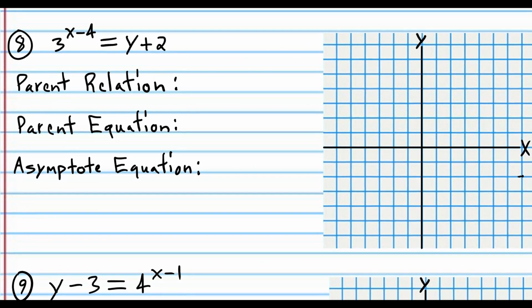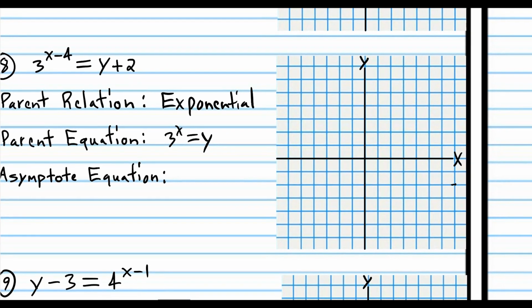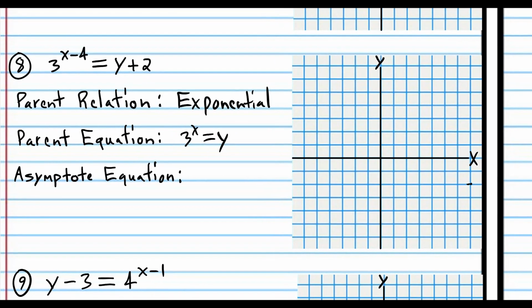This is, again, we're going to use the exponential parent relation. And the parent equation is 3 to the x is equal to y. Now, why is it 3 to the x? Well, because the base is 3, you see. So now we're going to, again, start at the origin, and we're going to move 4 units to the right, 1, 2, 3, 4, and 2 units down.